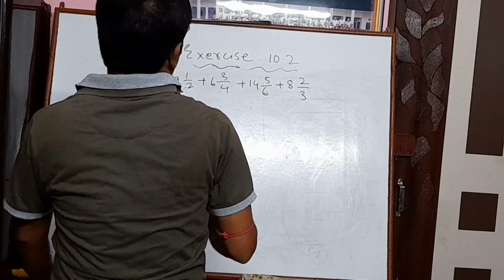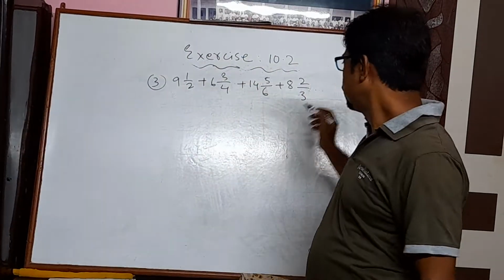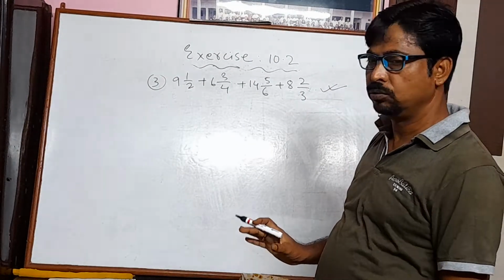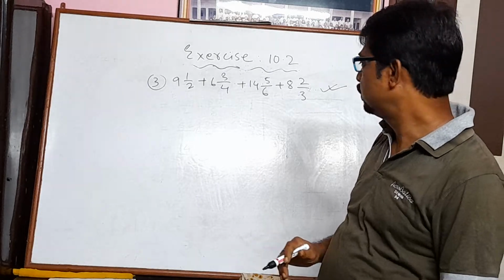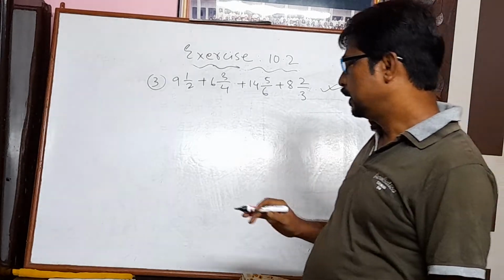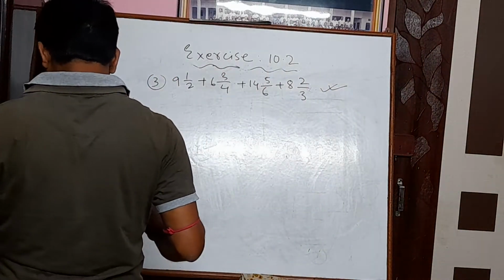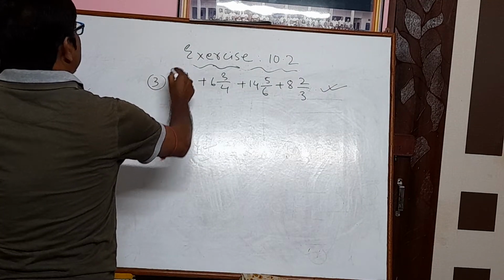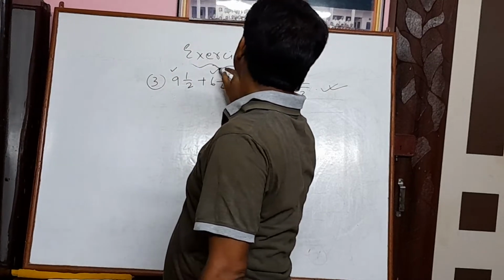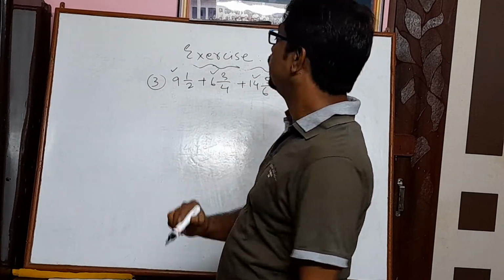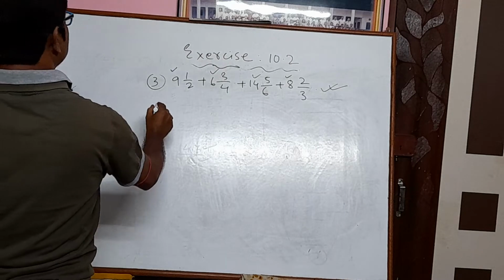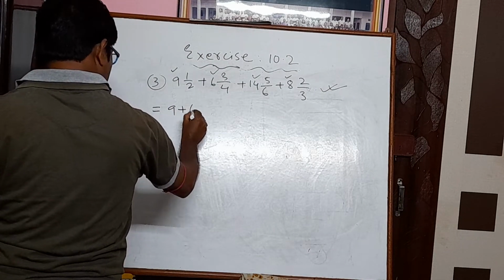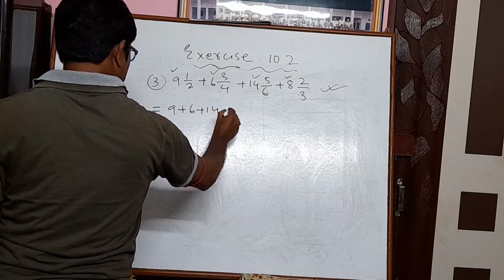Okay, children, this question I do using another method. You should know more than one method also. So see what is the second method to solve it. Second method is, first of all, you add the whole numbers 9, 6, 14 and 8. Add the whole numbers separately, that is 9 plus 6 plus 14 plus 8.